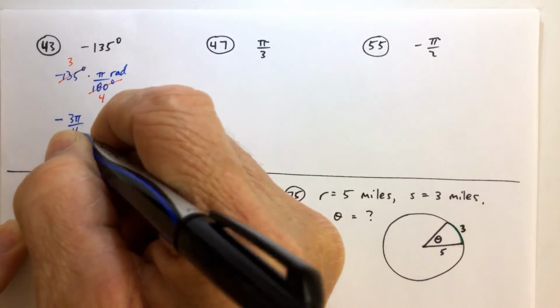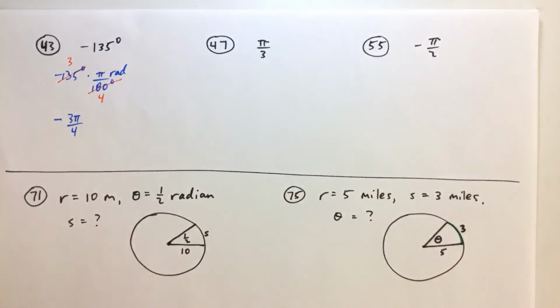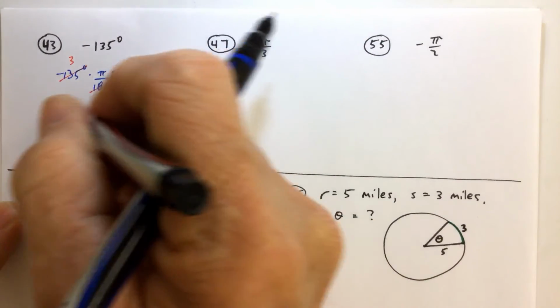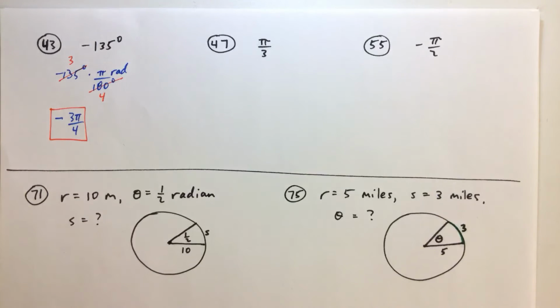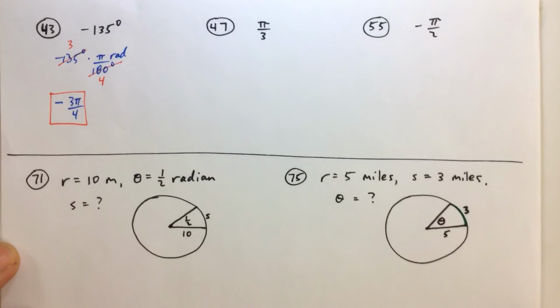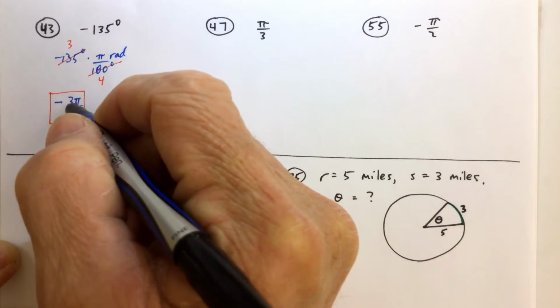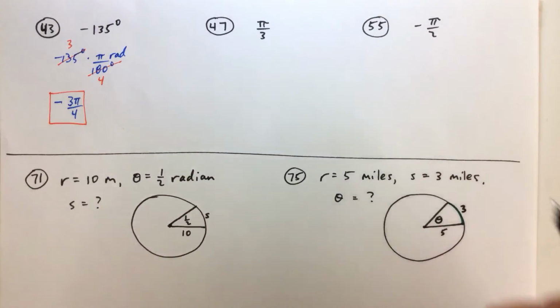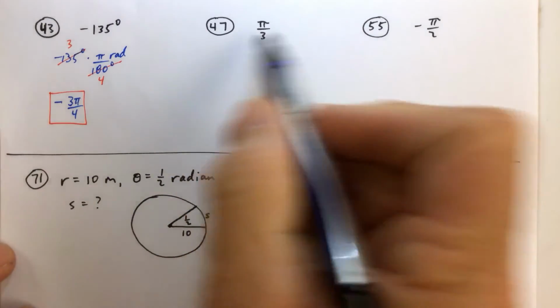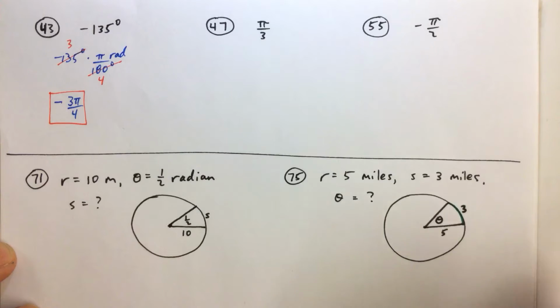over 4 radians. And we don't need to write the word radians because it's already asking us to convert the degree measure to radians. So negative 135 degrees is the same angle measure as negative 3 pi over 4. And when you don't see the degree symbol, it is implied, if you're referring to an angle, that it does mean radians.